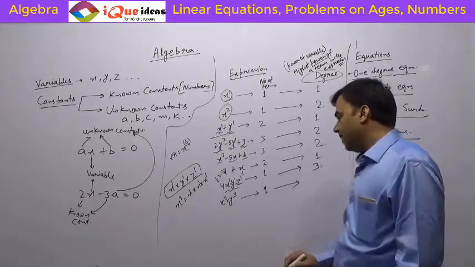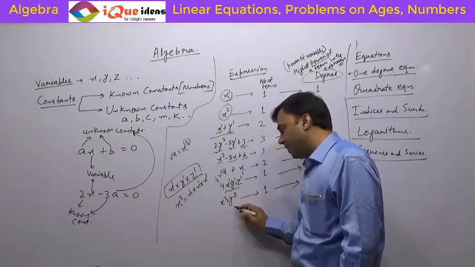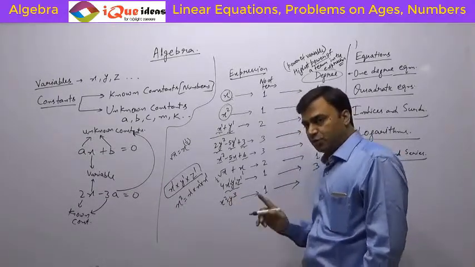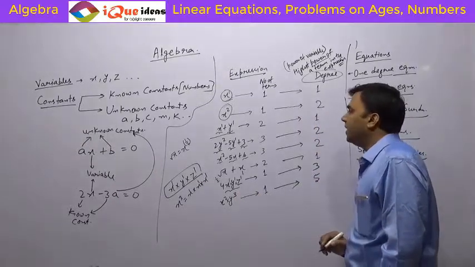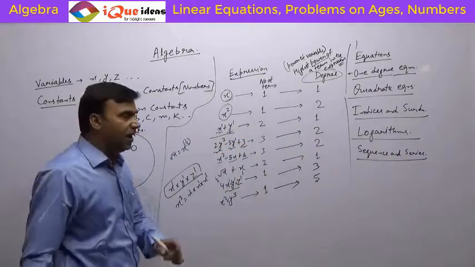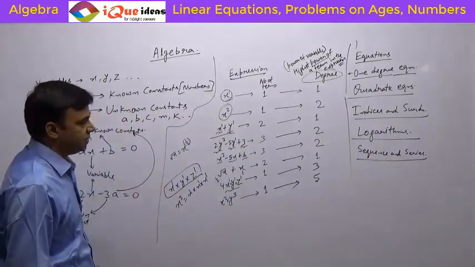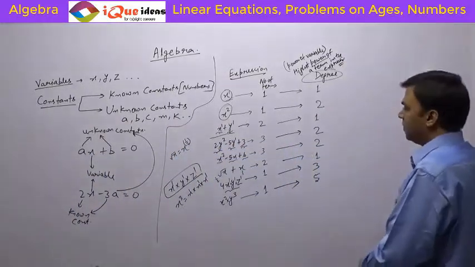This one. The term is only 1, but the power will be 2 plus 3 because it is a multiplication of variables. So x square into y cube. So it is 2 plus 3. That is 5 degree. Right? Now remember that in our questions, we have to study only degree 1 and degree 2 equations. Nothing more than that. Okay. So I'll remove this.